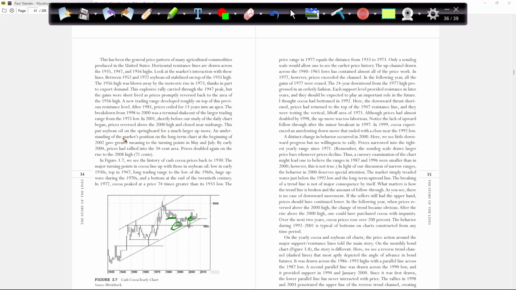An understanding of the market's position on the long-term chart at the beginning of 2002 gave greater meaning to the turning points in May and July. By early 2004, prices had rallied into the 34-cent area. Prices doubled again on the rise to the 2008 high, almost 71 cents.